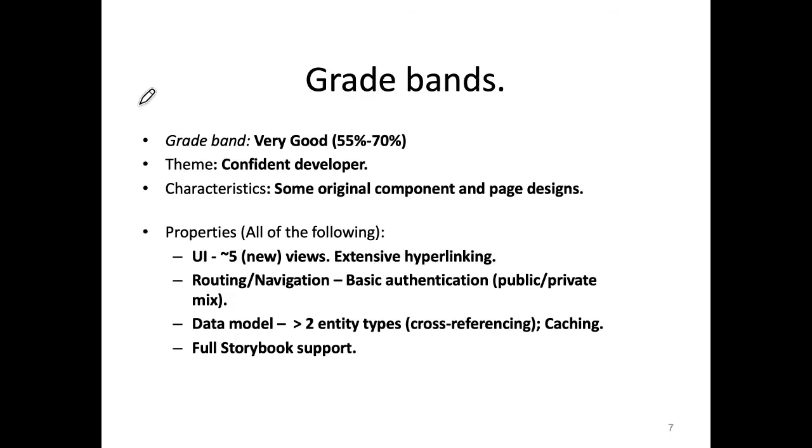So in terms of the volume of code that you need to be developing, I'm saying roughly there would be 5 new views if you're extending the Movies app API, 5 views in total if your backend is something other than TMDB. I'm saying as well that you should have extensive hyperlinking.